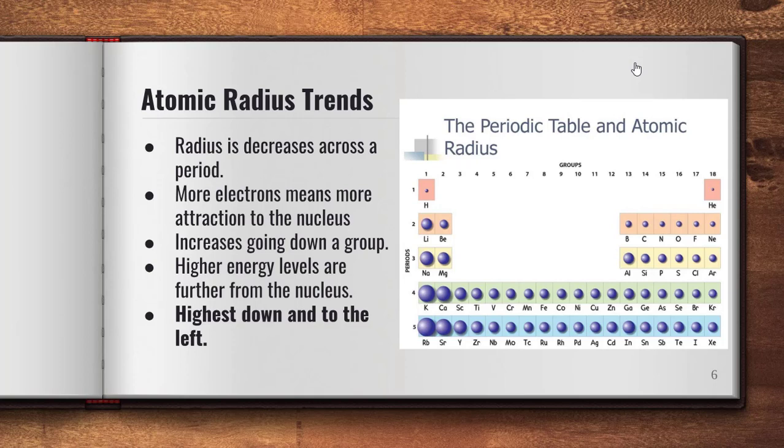As we add more electrons, that orbital has more of a negative charge, thus being attracted more to the positively charged nucleus. Furthermore, the atomic radius increases as we go down a group. Higher energy levels are going to be further away from the nucleus. The 1s orbital is very close to the inside. As we go to the 2s, it has a higher energy level, therefore it is further away from the nucleus, and so on as we go down the periodic table. So the way to keep this in mind is that atomic radius is highest down and to the left, and it is the smallest up and to the right. So again, highest down and to the left.